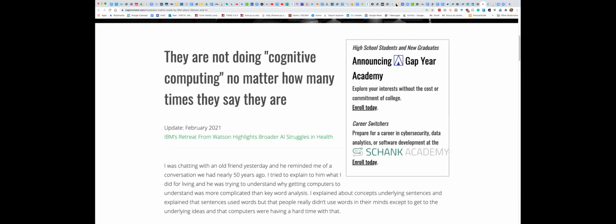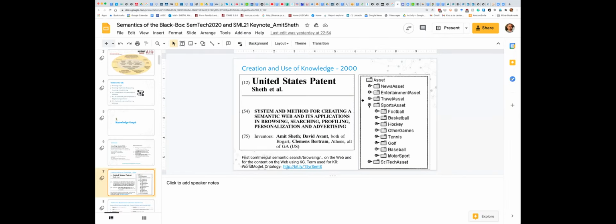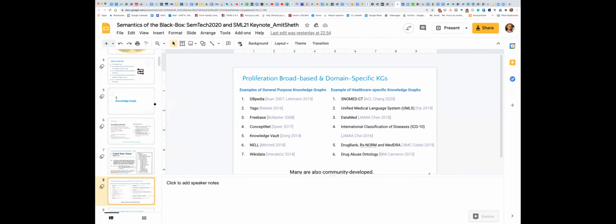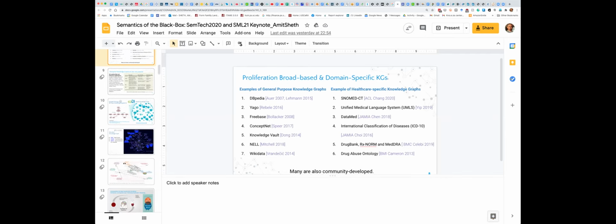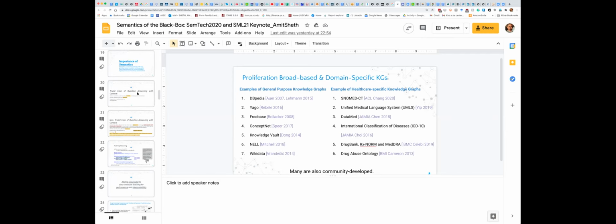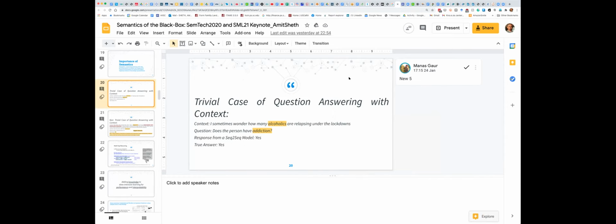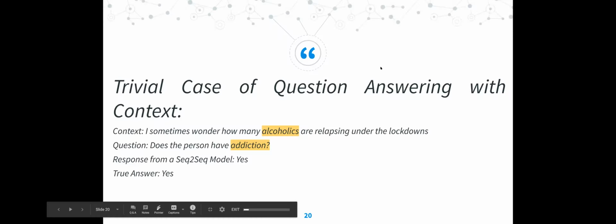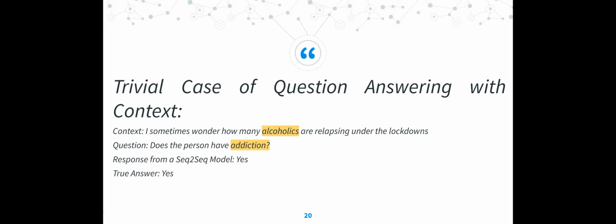So let me see if this is still there. Last night at midnight, I was giving this keynote to a semantic web workshop. And here is what happens. You ask a question: does the person have addiction? And the text is, I sometimes wonder how many alcoholics are relapsing under the lockdown. And then a sequence to sequence model would answer yes. And the true answer is yes.